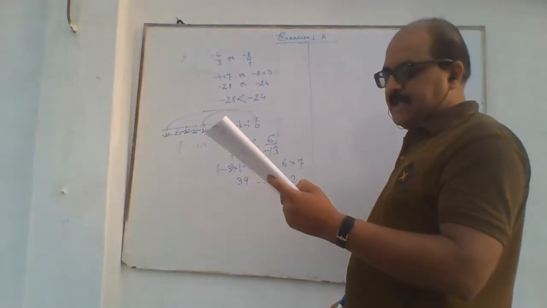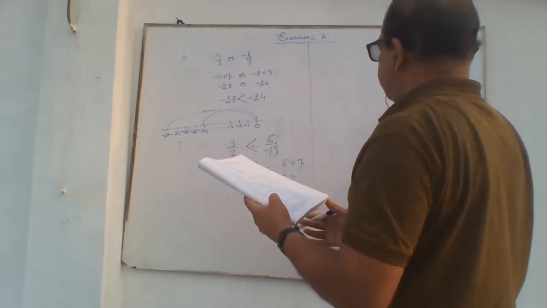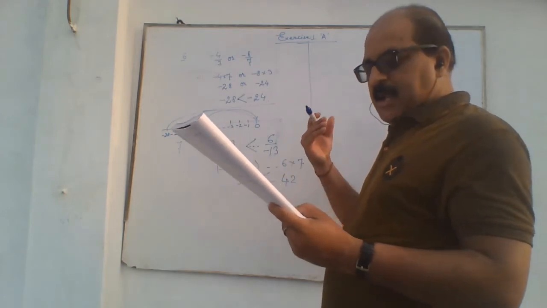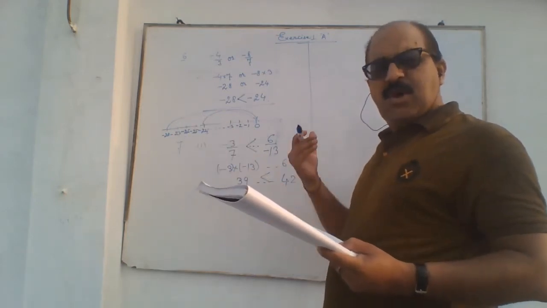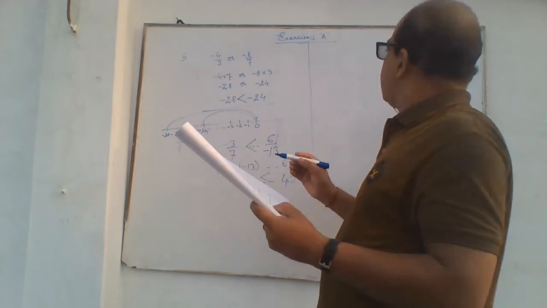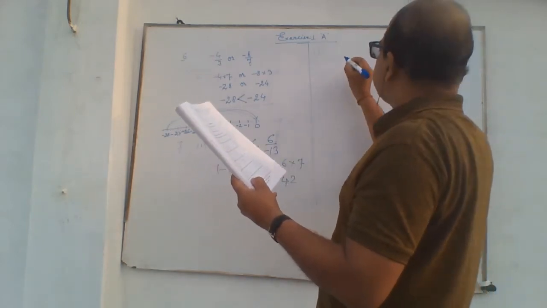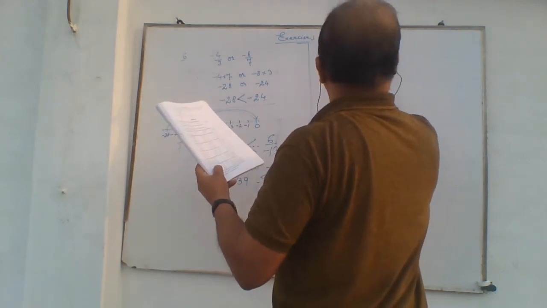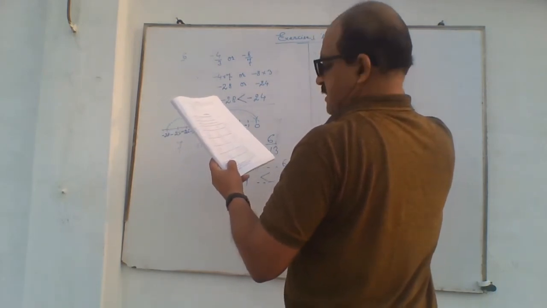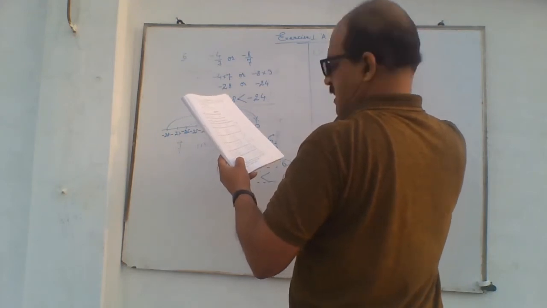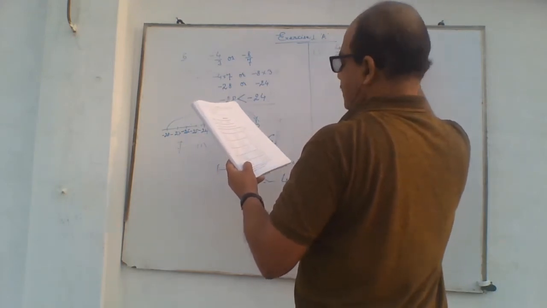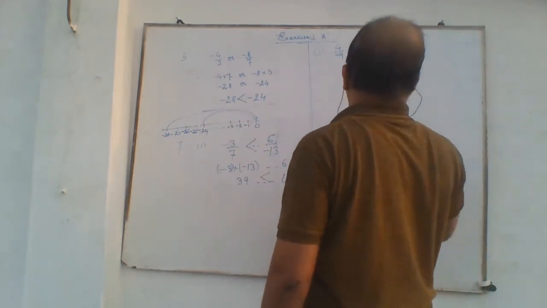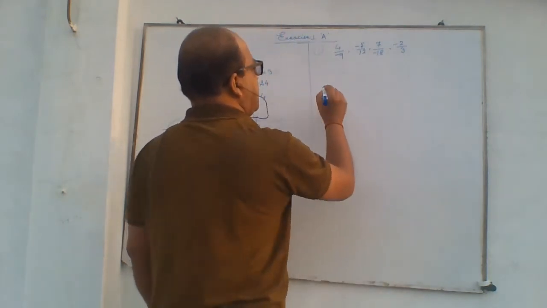Arrange the following rational numbers in ascending order. This type of question is very important, and in competitive examinations or any type of question, you must know all about it. 4 by 9, 4 by minus 9, minus 5 by 12, 7 by minus 18, minus 2 by 3. Here we have to arrange them in ascending order.